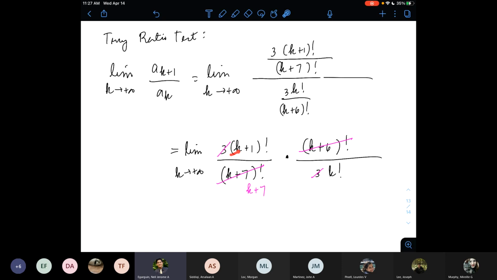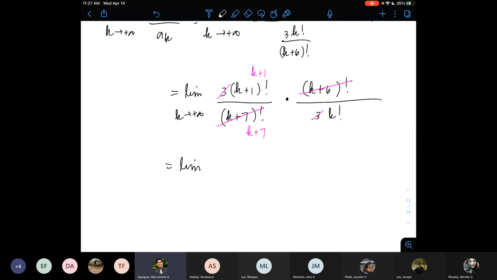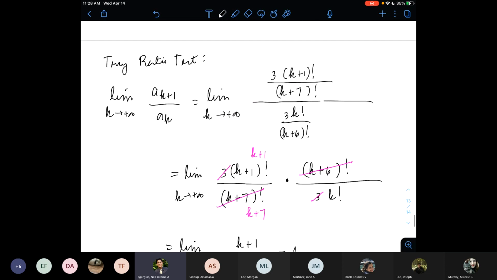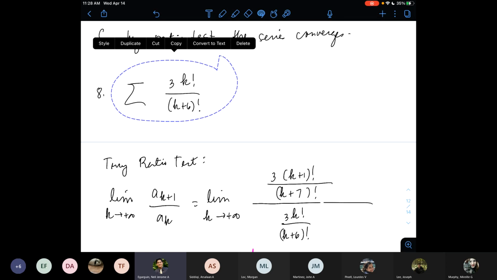In the same manner, k plus 1 factorial is the product from 1 till k plus 1, and k factorial is the product from 1 till k, so there would be a k plus 1 left on the numerator. So after all those cancellations, we have a k plus 1 left on top and a k plus 7 left in the denominator. And unfortunately, the limit is equal to 1. So the ratio test is inconclusive. We'll need to try another one. But for this one, I can actually simplify this a bit.